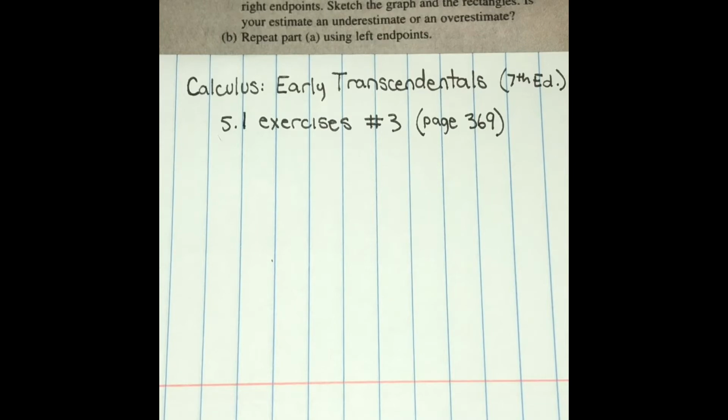Sketch the graph and the rectangles. Is your estimate an underestimate or an overestimate? Here's the graph of cosine x. Areas outside of the interval 0 to pi over 2 have been messily shaded in gray.